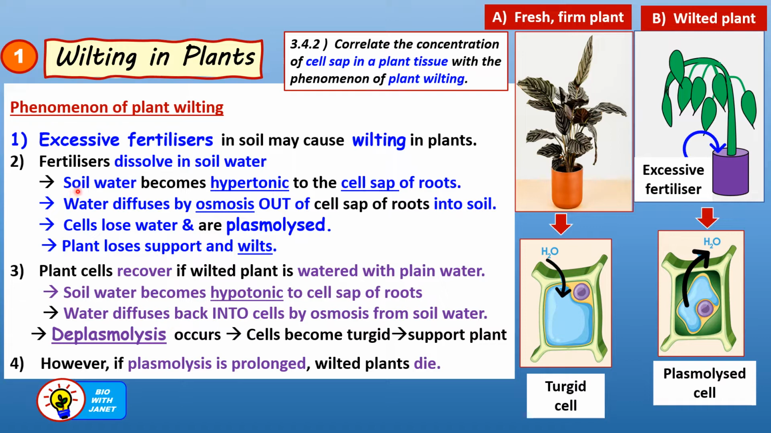Now, here I've highlighted or put in a different color all the keywords, and some are underlined to show that they are even more important. So all the words in blue are the keywords here, like hypertonic. You must mention hypertonic to the cell sap, not just hypertonic to the roots. If you write soil water is hypertonic to roots, it's wrong. It must be hypertonic to the cell sap of the roots. Compare the soil water with another solution, which is the cell sap. Osmosis and plasmolysis are all keywords.